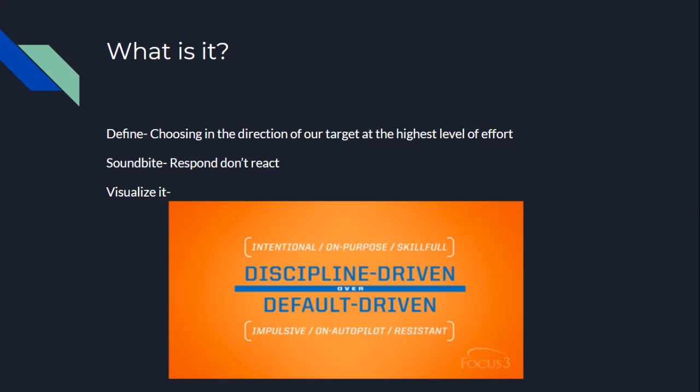So default driven, choosing impulse instead of choosing intention. And when you're impulsive, typically that choice is an autopilot choice. You're not choosing on purpose. And then we talk about the highest level of effort or the highest level of skill that you currently possess. Resistance to that would be the impulse to give less than your best.